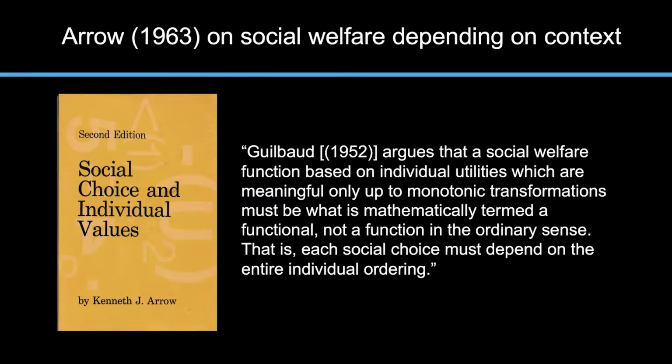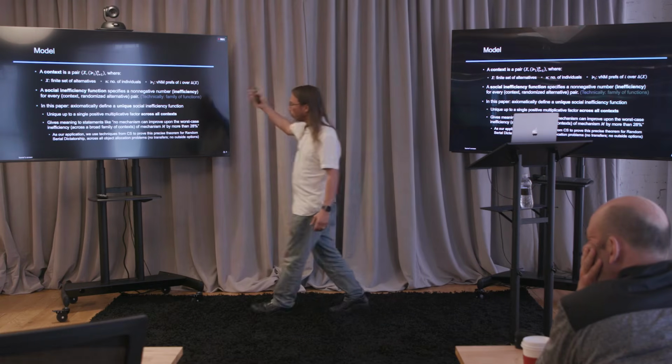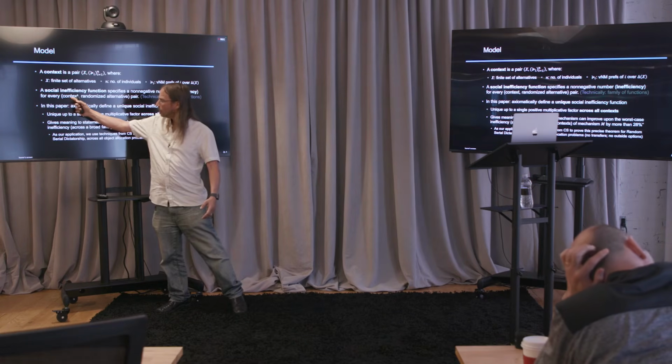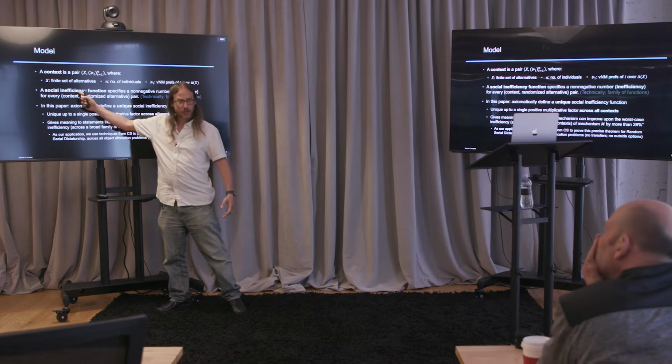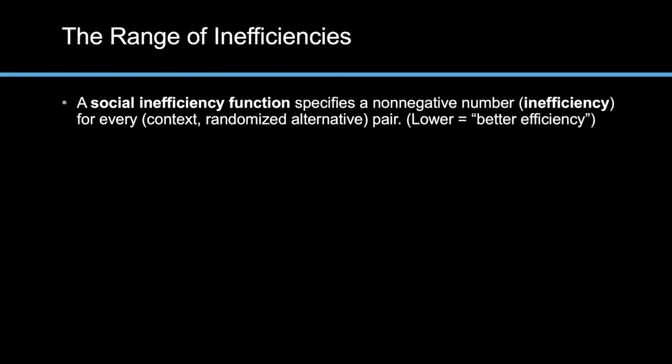That is, each social choice must depend on the entire individual ordering. This, in a sense, has already foreshadowed that you would need all of the other preferences when you talk about a specific alternative. So we have a social inefficiency function that gives us a non-negative number. We call it the inefficiency.